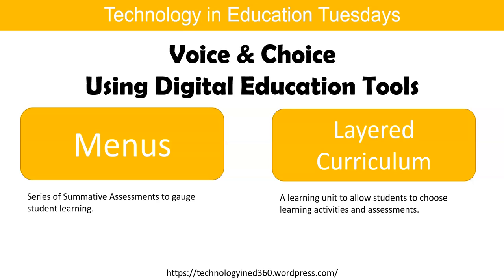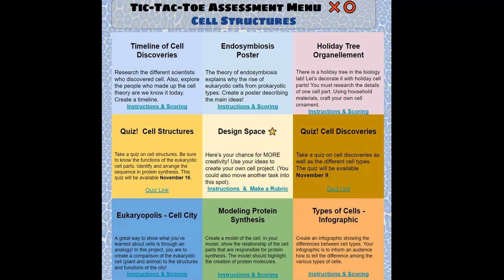Let's take a look at an example menu. On the screen here is an example tic-tac-toe assessment menu that I used in my biology classes when the students were learning about cellular structures. Now, the idea of tic-tac-toe is just like the game that you used to play when you were a kid. You can complete a series of assessments either in a row, a column, or diagonally. So students have a pathway in which they want to complete their work.